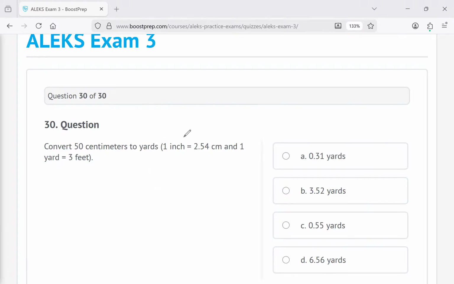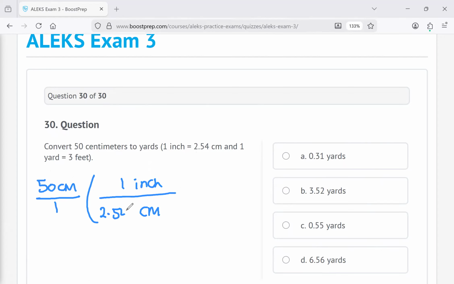So what you do is start with what you have. Just hold on, let me get my notes. Yes. Start out with what you have. So you start out with 50 centimeters, and then you can put an invisible 1 here. Now we want to get rid of the centimeters, so we have to put centimeters on the bottom. And they say that 1 inch, so you put inch on the top, is equal to 2.54 centimeters, and then continue.